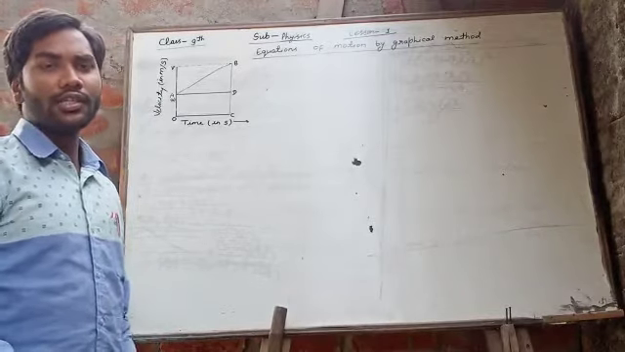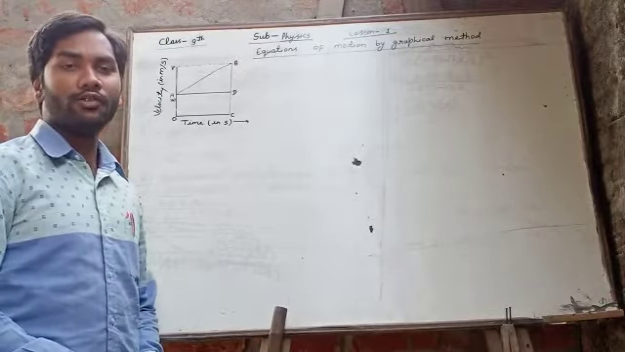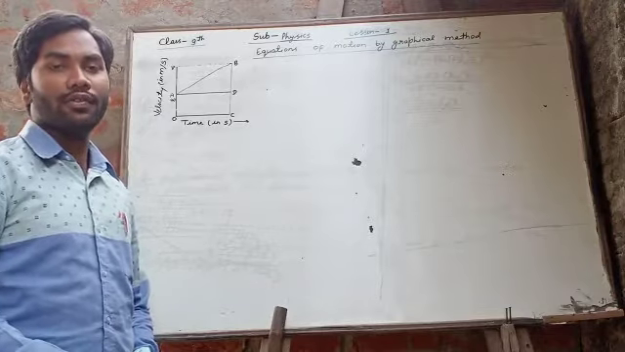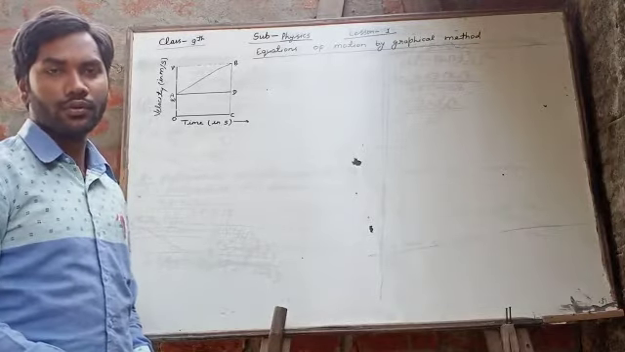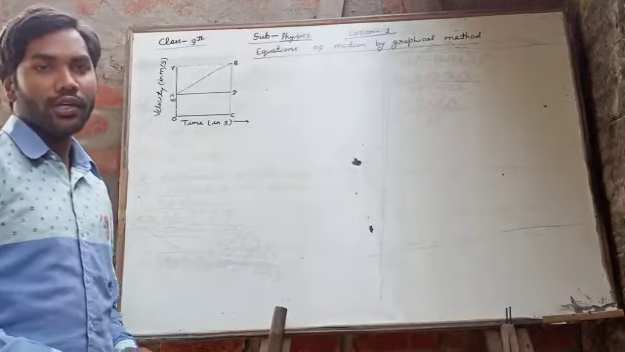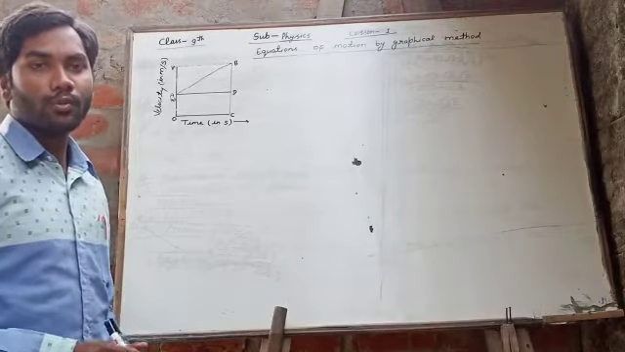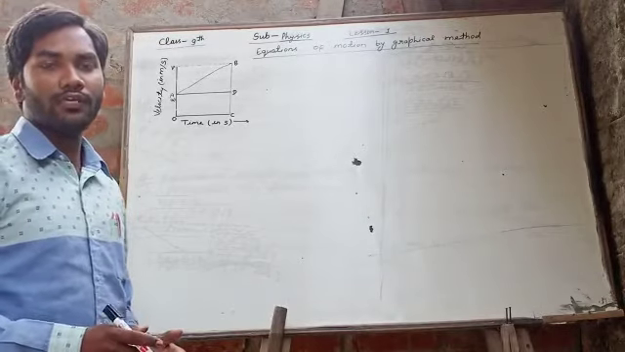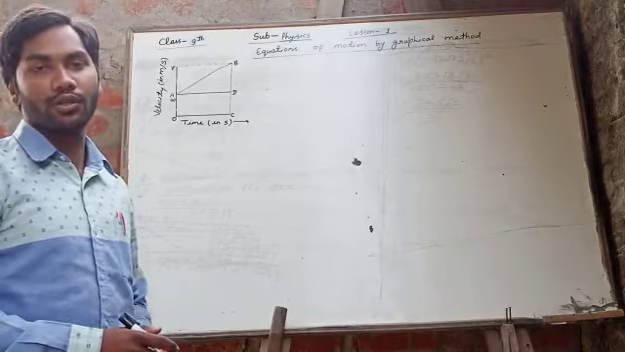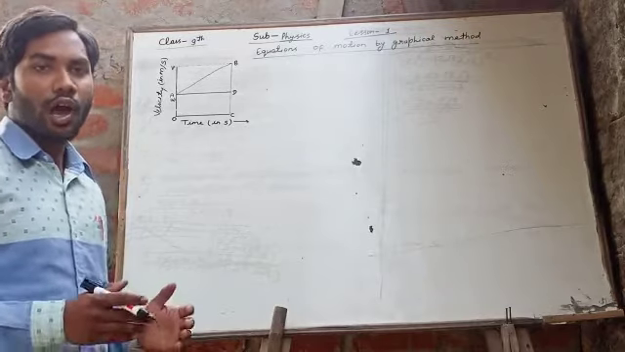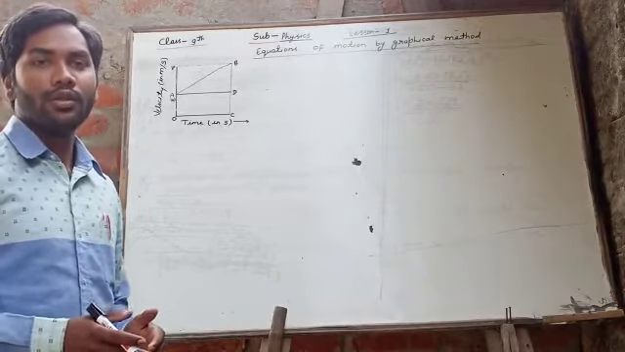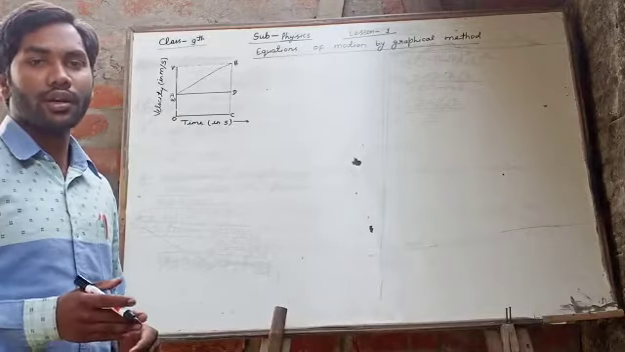In offline classes, we have discussed equations of motion and the velocity-time graph. Today in this video, I am going to discuss the derivation of the equations of motion, meaning how we can derive the equations of motion graphically.